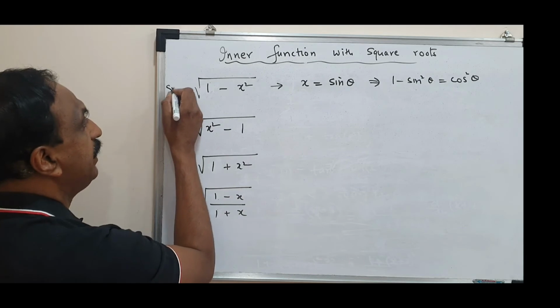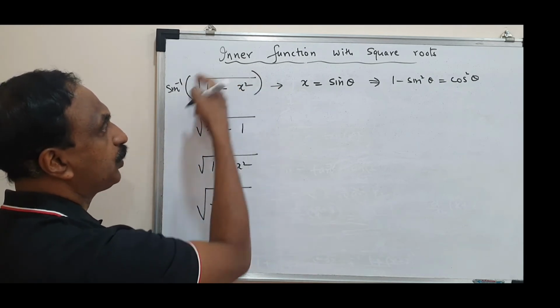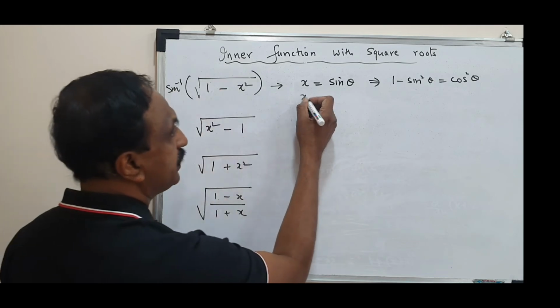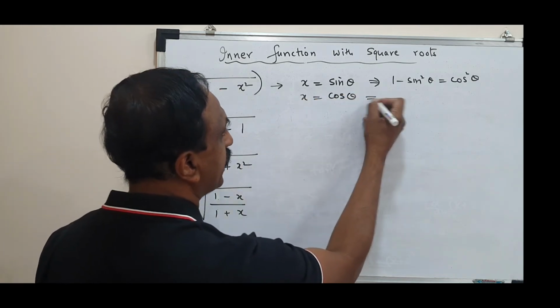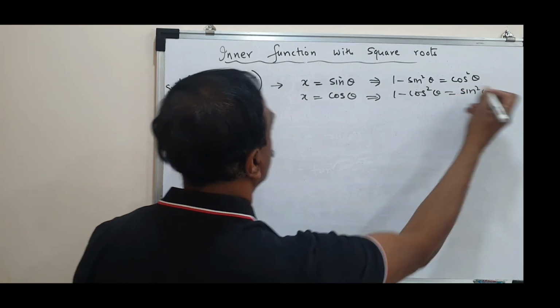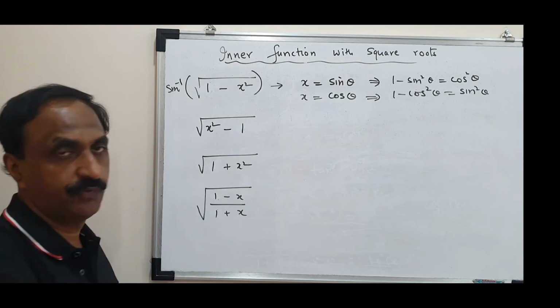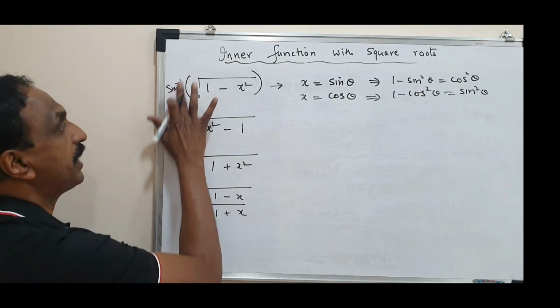Suppose I had sine inverse here, I would prefer to have cos inside the whole bracket. Then in that case, I will put x as cos theta and I will apply 1 minus cos square theta is sine square theta. So that sine inverse sine will get cancelled. So this choice is yours, whether to take sine or cos, you will come to the same answer.